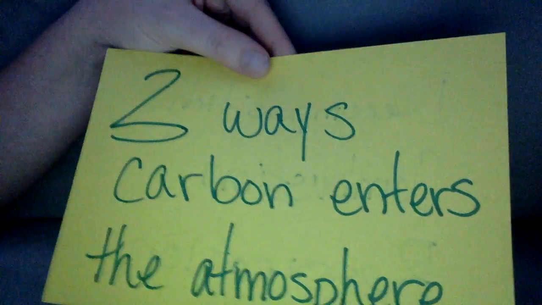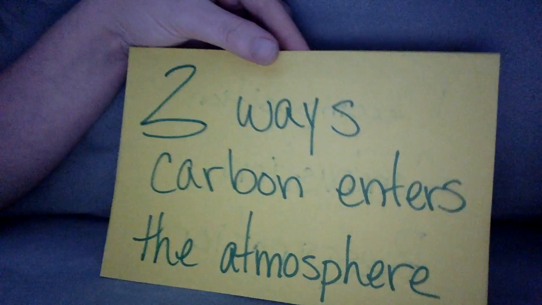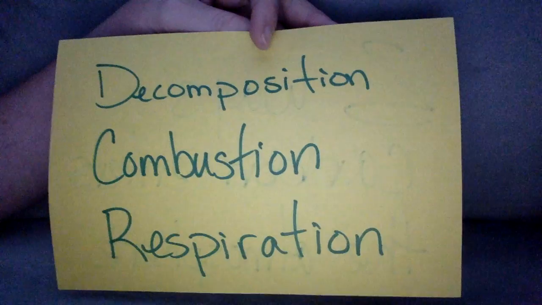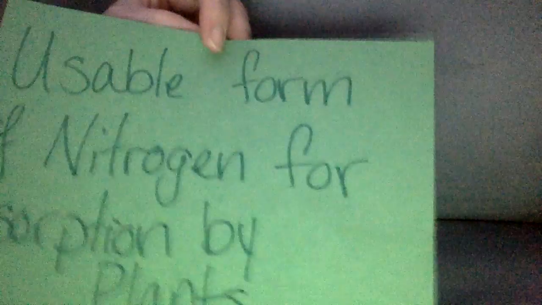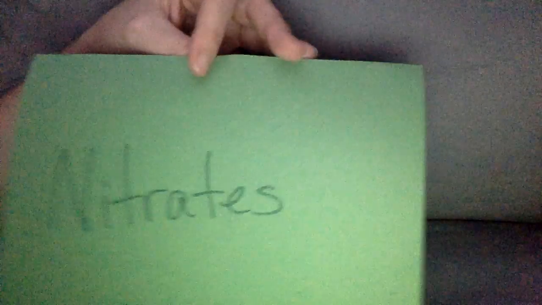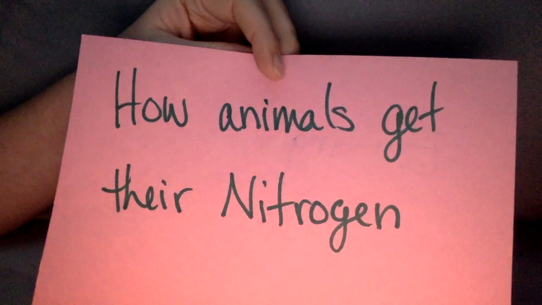Three ways that carbon enters the atmosphere: decomposition, combustion, and respiration. The usable form of nitrogen for plants: nitrates. How do animals get their nitrogen? By eating other organisms.